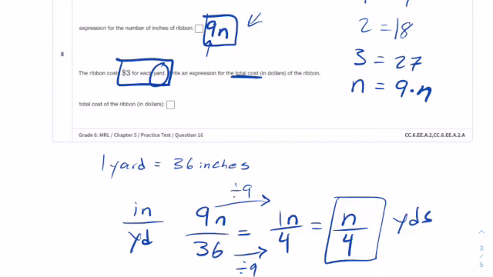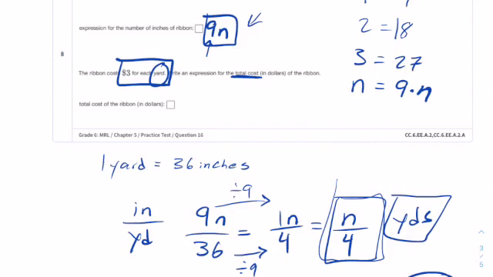Well, now I know that if I need $3 for every yard, and this is how many yards I have, then I just multiply the 3 times however many yards I need, and that'll give me the cost. So it's 3 over 1, so that's 3/4 times n, or 3n over 4 is how you could write it. I know that was complicated.